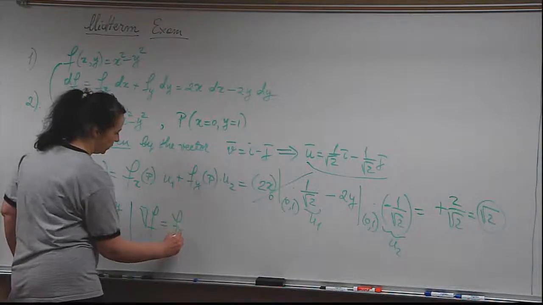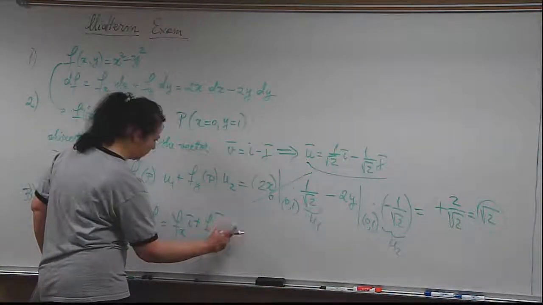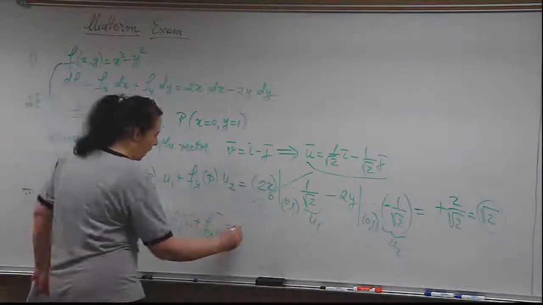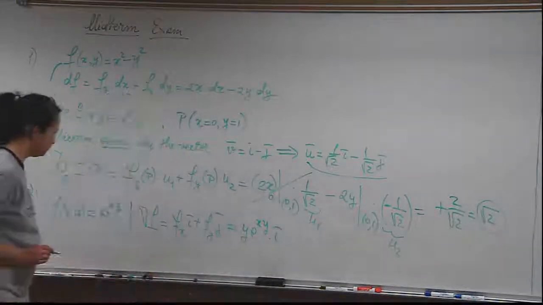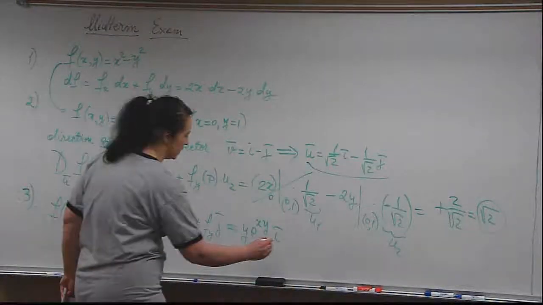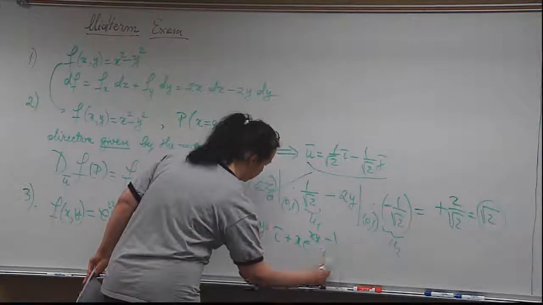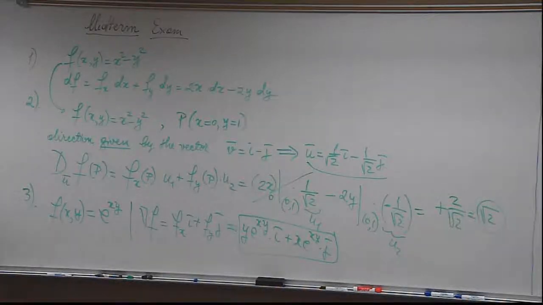Why is that? You have f sub x i plus f sub y j equals y e to the xy i plus x e to the xy j. That's very good.